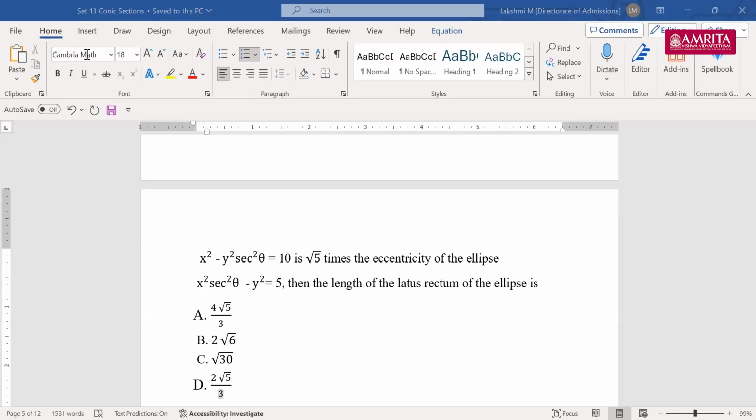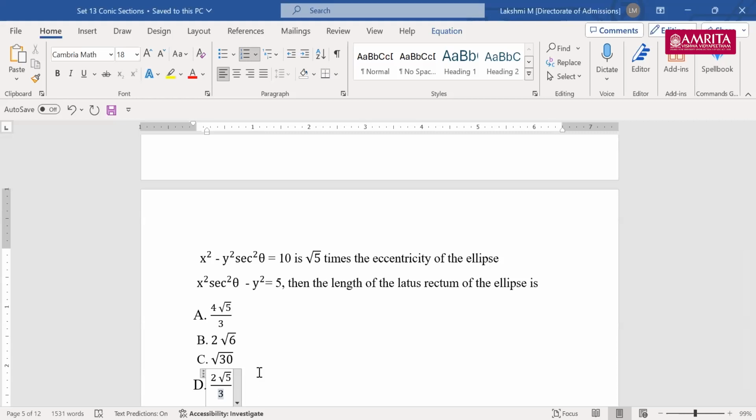I've just shown the options: 4 root 5 by 3, 2 root 6, root 30 and 2 root 5 by 3. I think one student has given me the answer. The rest, please start doing it, and once you have got the answer, please type it in the chat box. Then we can start discussing it. I think someone has given me option D, which is 2 root 5 by 3.